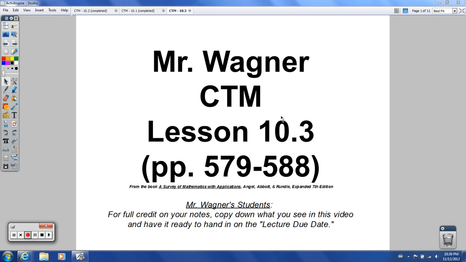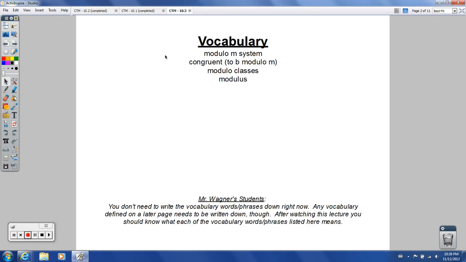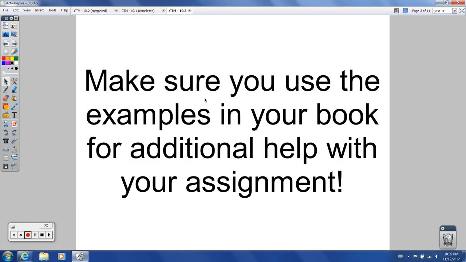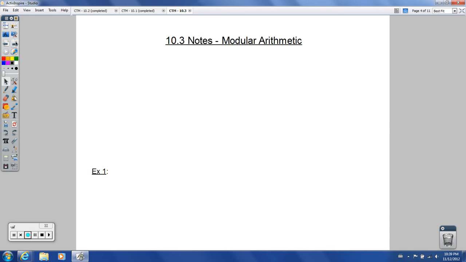Welcome to the lesson on 10.3 for CTM about modular arithmetic. So here's some new vocabulary to know for this lesson. Make sure you're using those extra examples in your book. Going to do quite a few here with you, and there's a lot more in the book to help you out as well. So let's get started with 10.3.